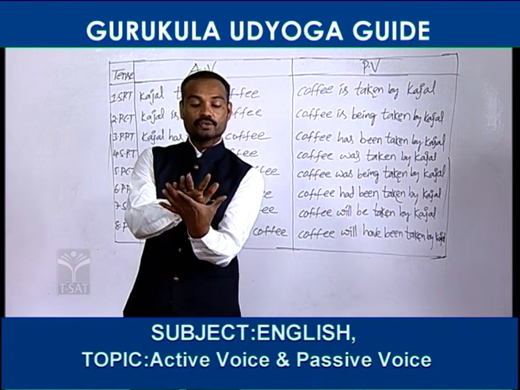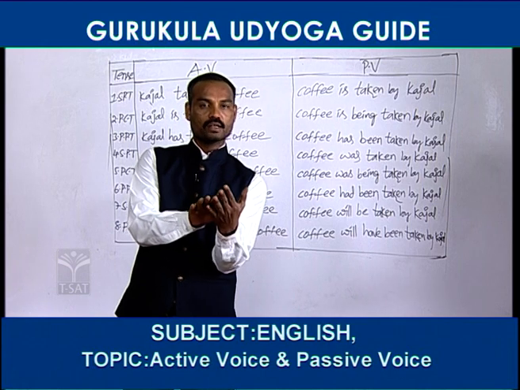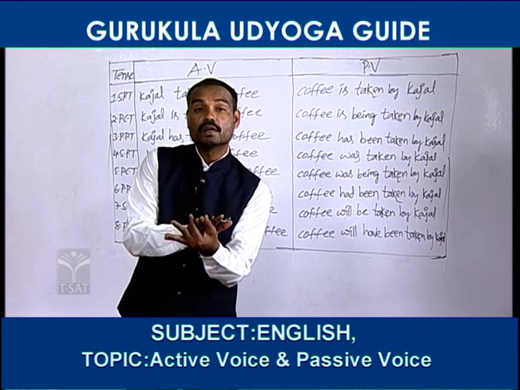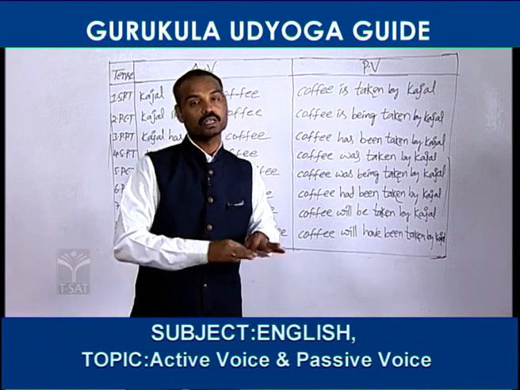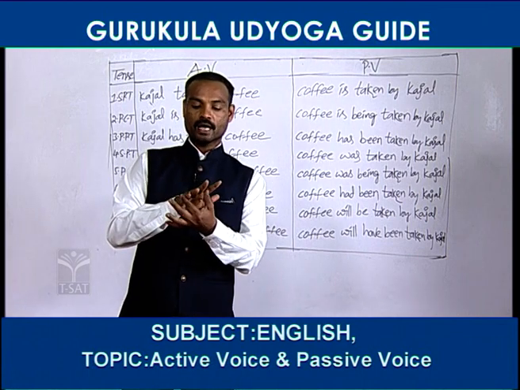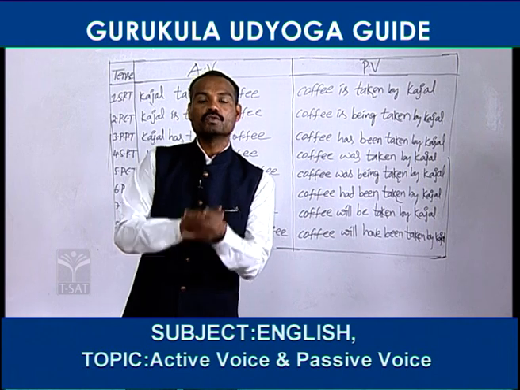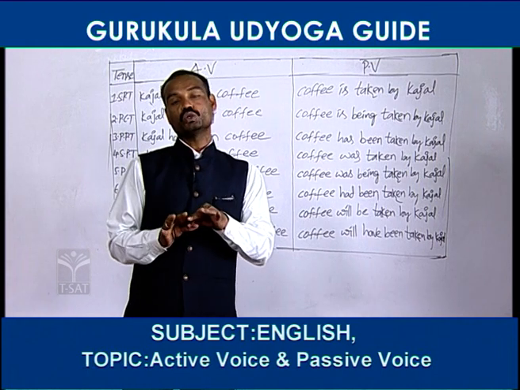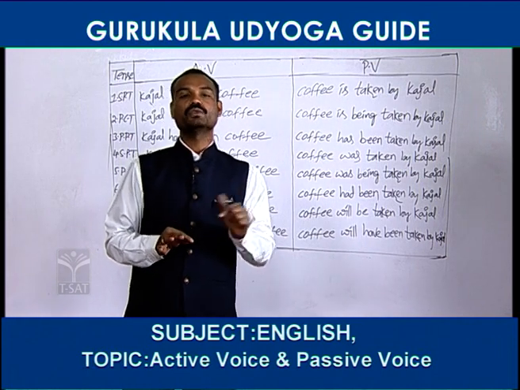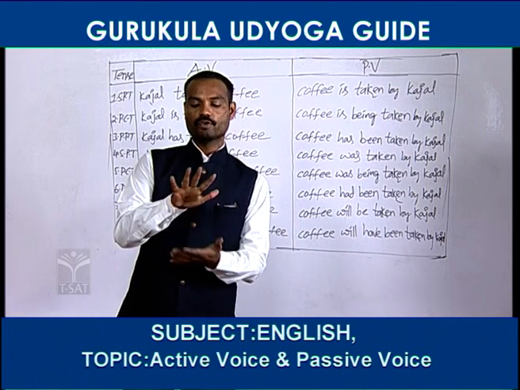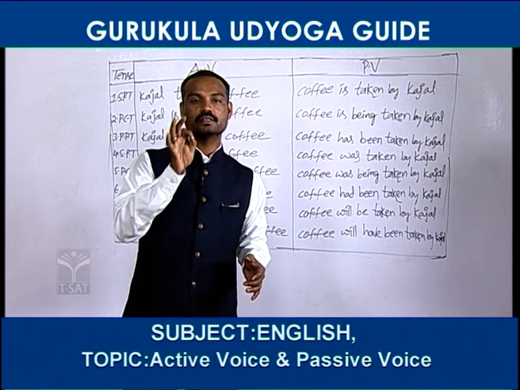So, out of these 5 be forms, am, is, are, was, were, 3 are used for present situations, 2 are used for past situations. Am, is, are, these first 3 can be used only for present. The next 2, was and were, can be used only for past. So, 5 be forms are there: am, is, are, was, were.